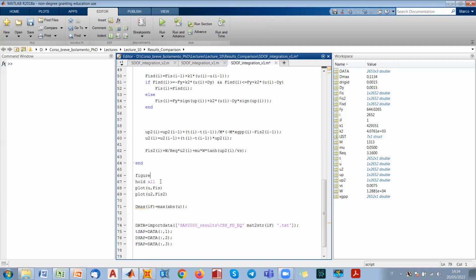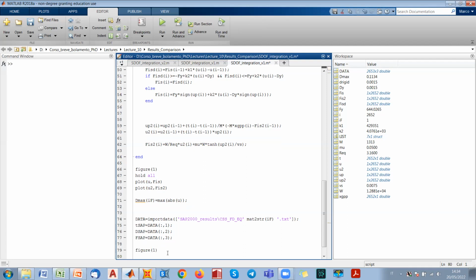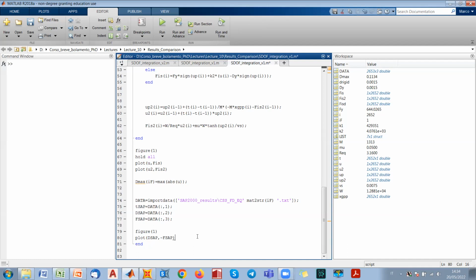So let's set here figure 1 so that we are sure that we are just considering that figure. There is already all done before, so we can just type plot the sub with respect to minus f sub. Minus because if you remember, we have just saved the base shear, and the base shear is just a reaction force, so there is a minus. Okay, let's consider just once. Return.